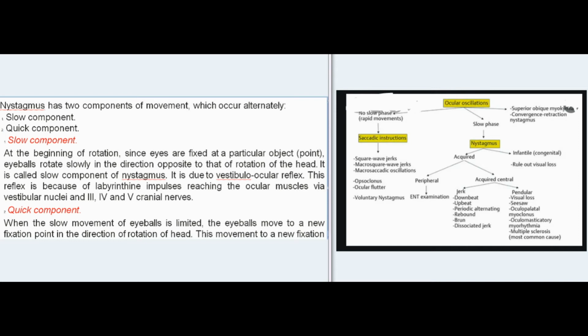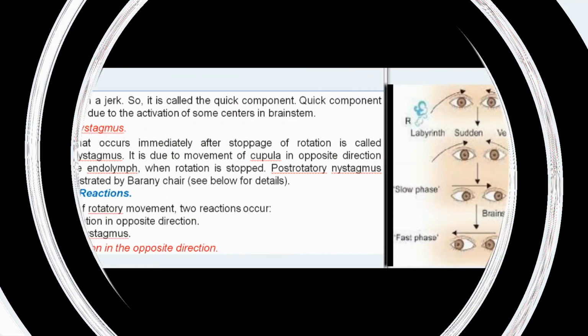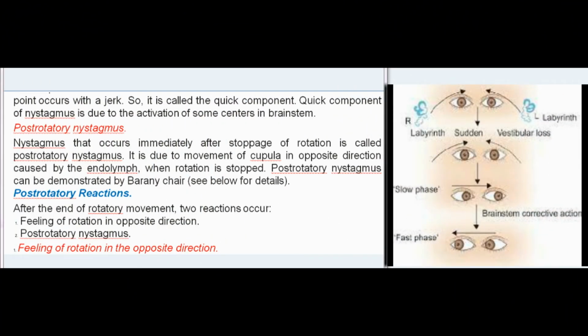Quick component: when the slow movement of eyeballs is limited, the eyeballs move to a new fixation point in the direction of rotation of head. This movement to a new fixation point occurs with a jerk. So it is called the quick component. Quick component of nystagmus is due to the activation of some centers in brainstem. Post-rotatory nystagmus. Nystagmus that occurs immediately after stoppage of rotation is called post-rotatory nystagmus. It is due to movement of cupula in opposite direction caused by the endolymph, when rotation is stopped. Post-rotatory nystagmus can be demonstrated by Barany chair, see below for details.